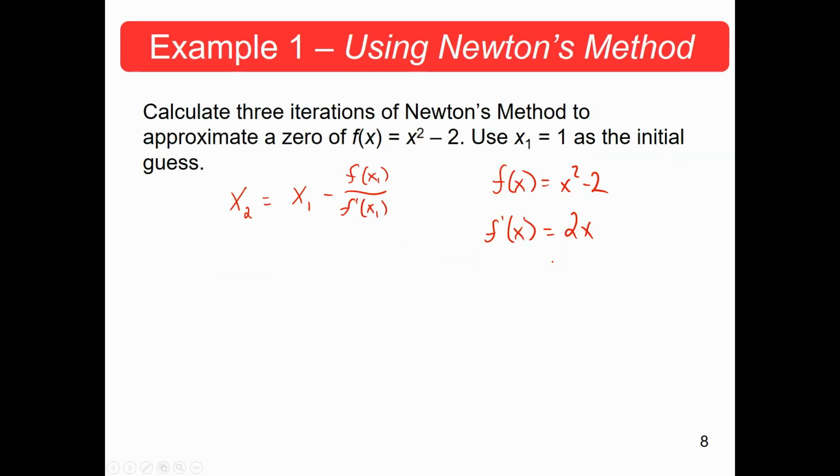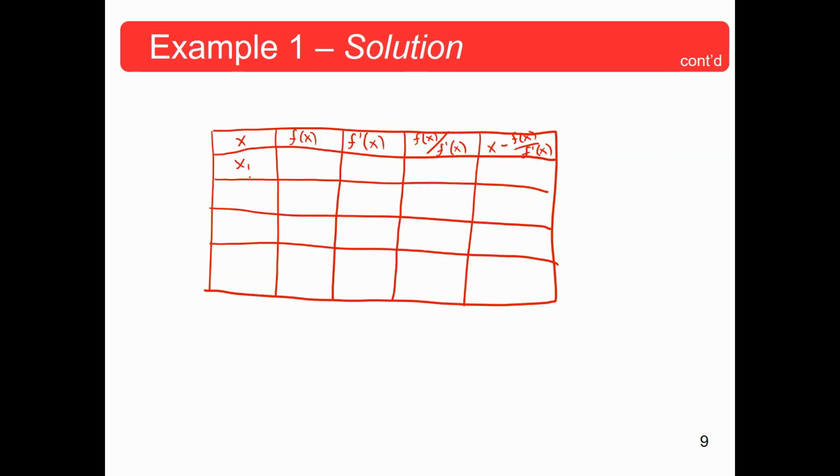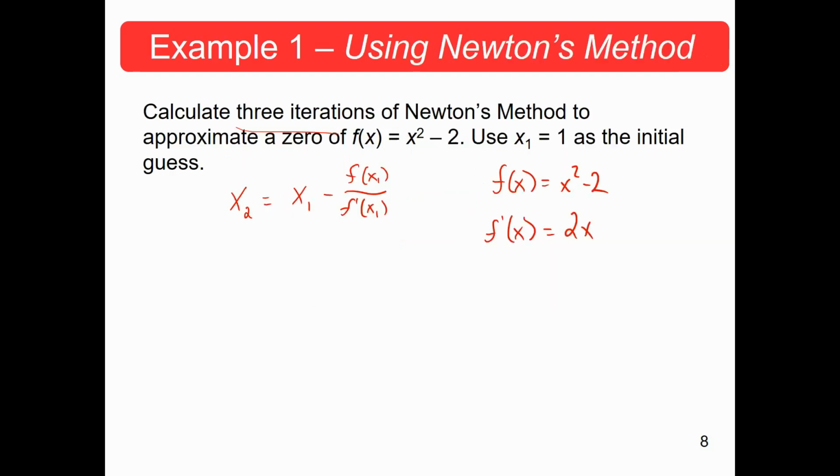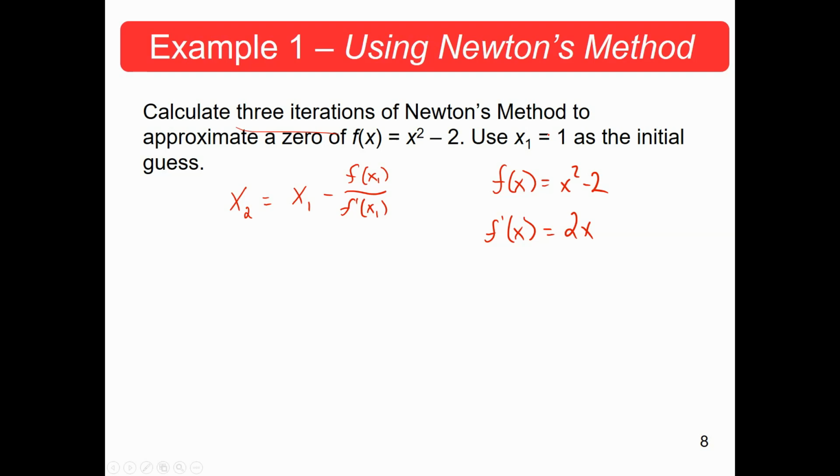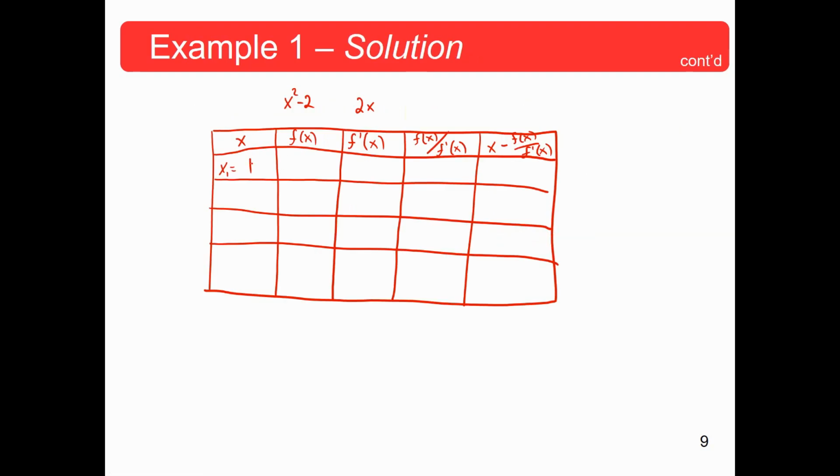So in this problem, it tells us to calculate 3 iterations. So I start with x1, x2, x3, and x4 will give me my 3rd iteration. My f of x was x squared minus 2. My f prime is 2x. So my first x1, we're going to use 1. So I'm going to plug this in.